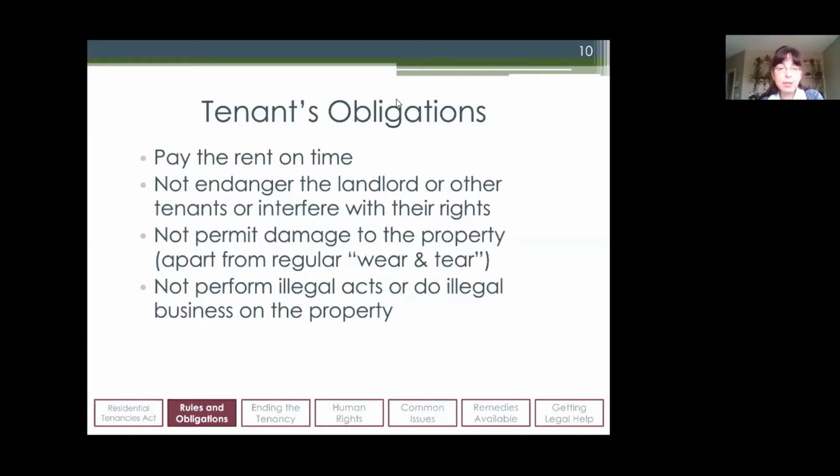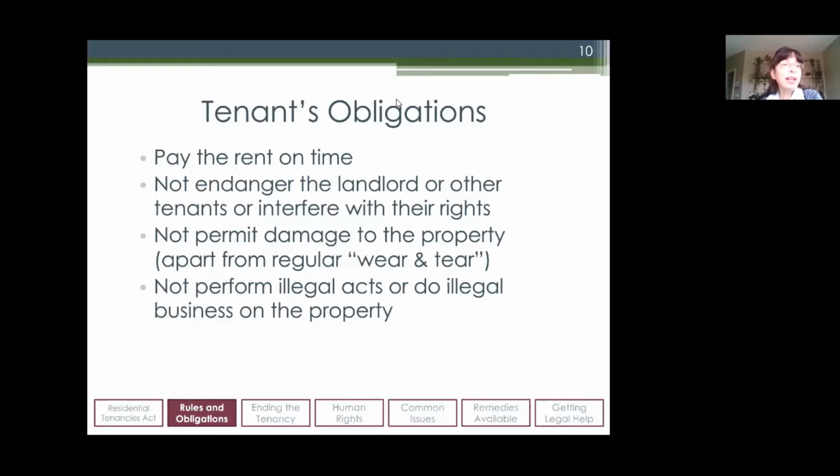The tenants are also obligated to avoid damage to the property, excluding regular wear and tear. And I'll talk about wear and tear more, and I anticipate there could be questions about wear and tear, but that essentially means anything that is outside of just using the appliances, using your home.